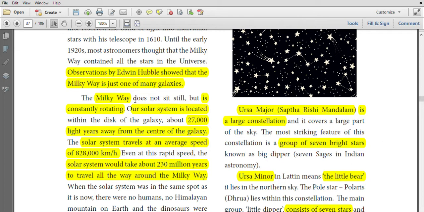The Milky Way is constantly rotating. Our solar system is located in the Milky Way, about 27,000 light years away from the center of the galaxy. The solar system also travels, revolving around the Milky Way. The solar system travels at an average speed of 8,28,000 km per hour. The solar system takes 230 million years to revolve around the Milky Way.